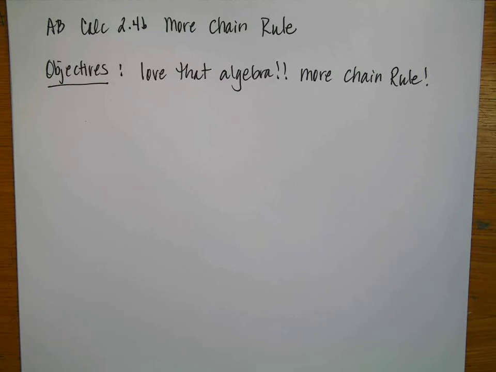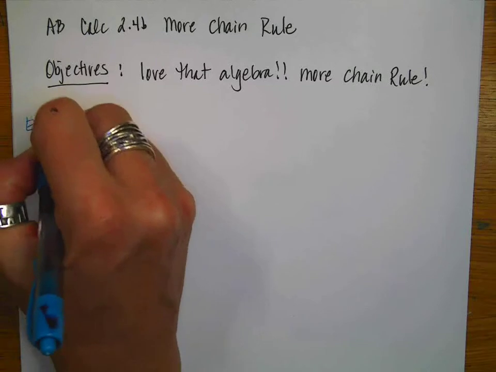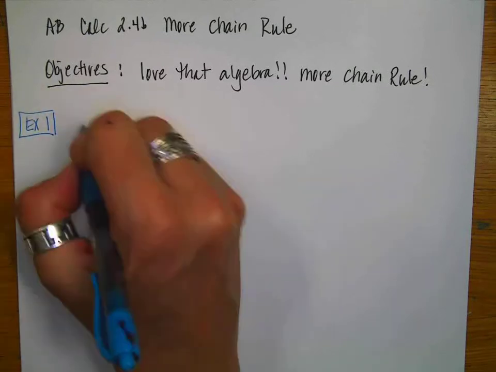That is a B. Sorry, you can't tell that. It's more chain rule. Our objectives are love algebra. Algebra is probably the most entertaining part about calculus. So really what we're going to do is more of the chain rule. So let's just start with an example. We have a fairly short video today, lucky you.